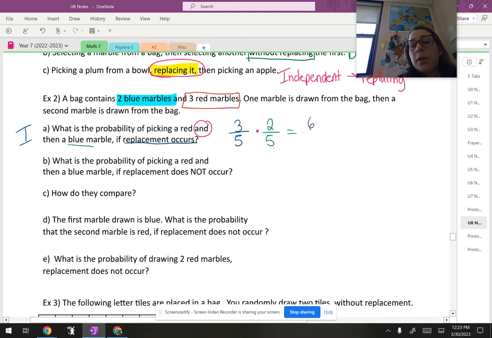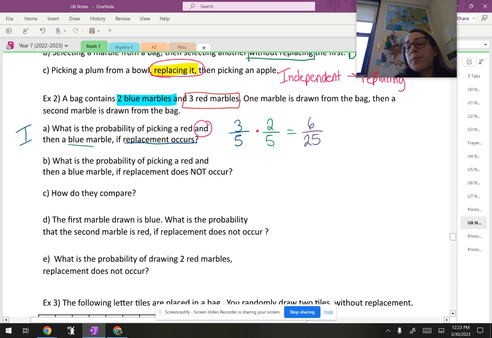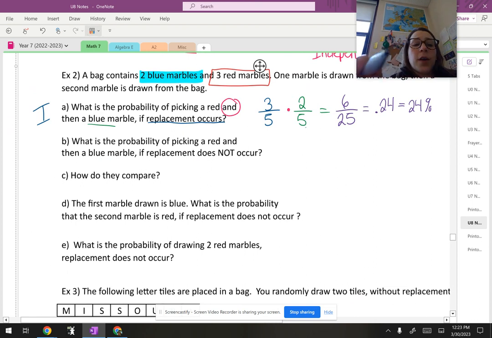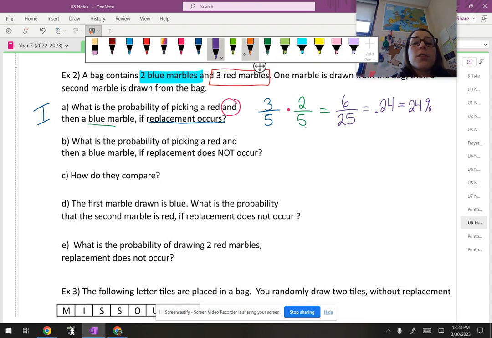3 times 2 on the top gives me 6. 5 times 5 is 25 for 6/25, which converts to 24 hundredths or 24% if you're a percentage person. All right, part B here. What is the probability of picking a red and then a blue marble if replacement does not occur?